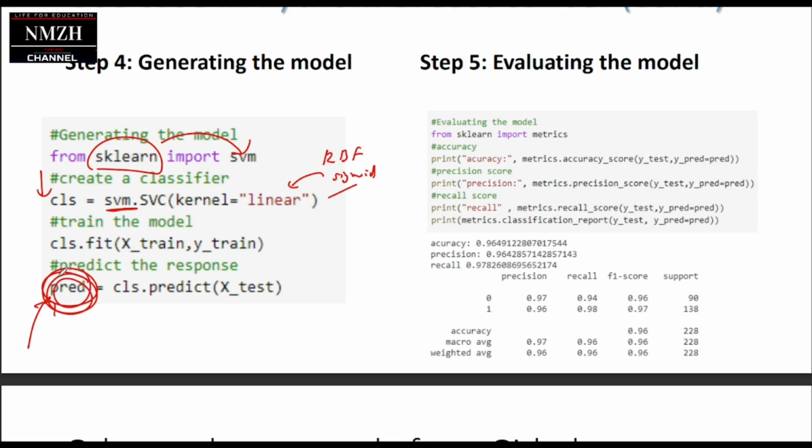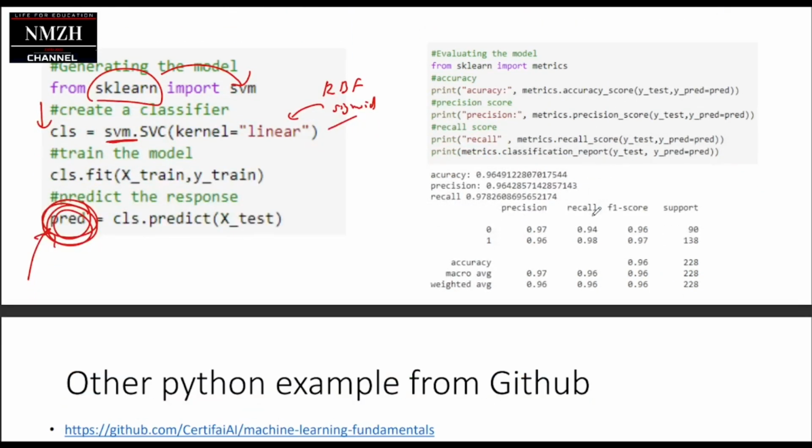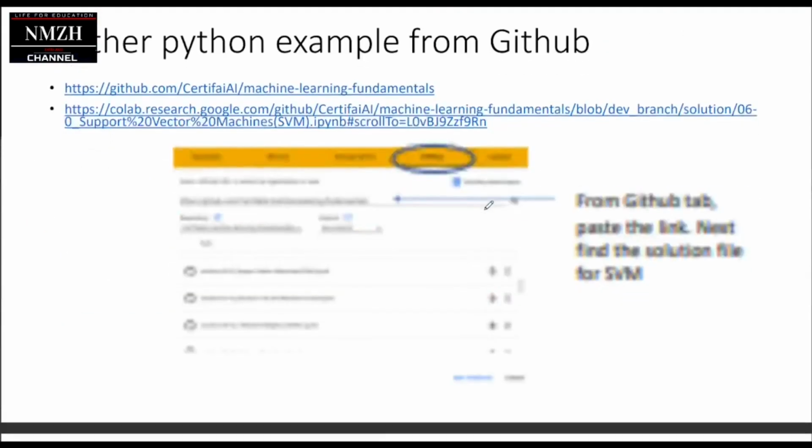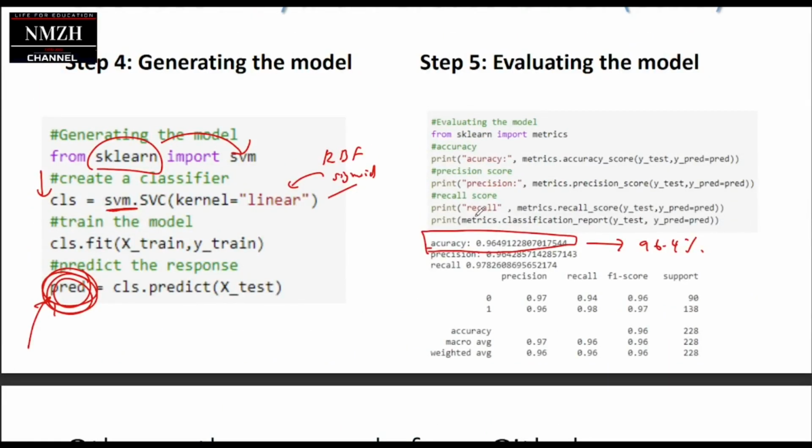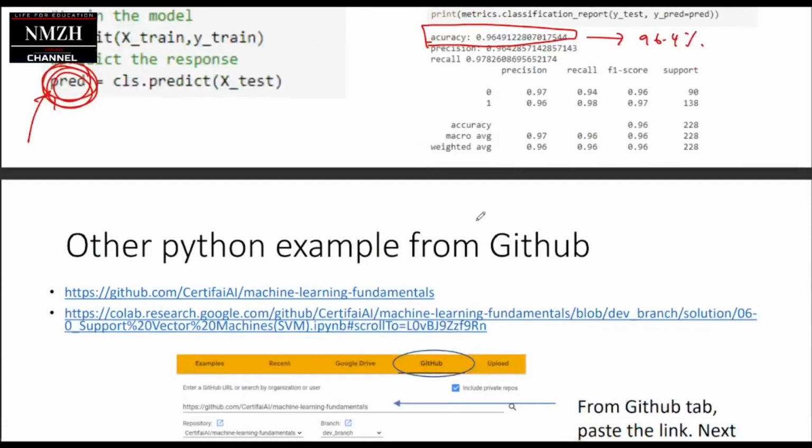Then we try to evaluate them by precision and recall, and this one is the accuracy for the training. It is 96.4% in percentage. So that would be the case of having a good SVM training.